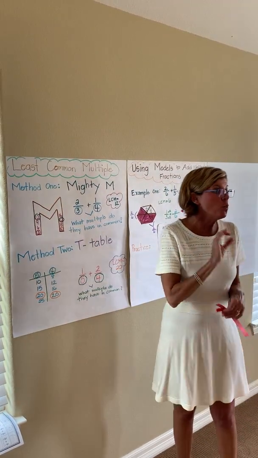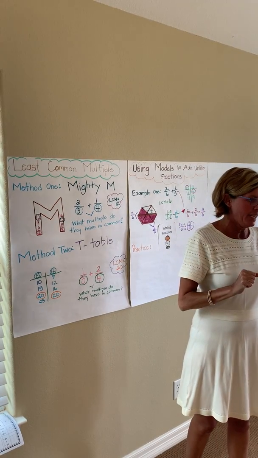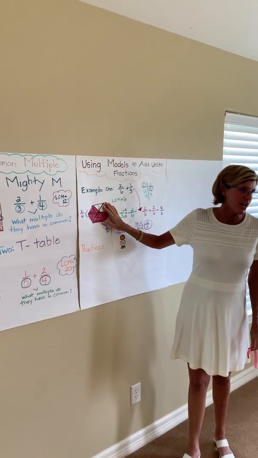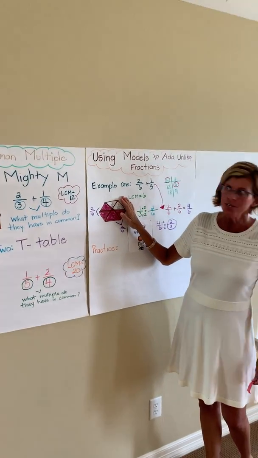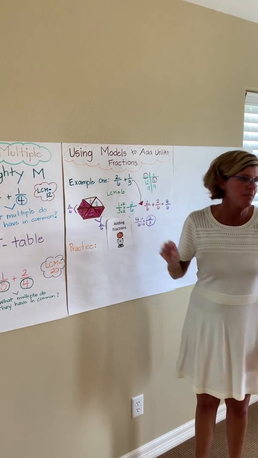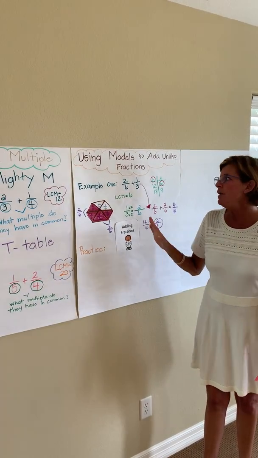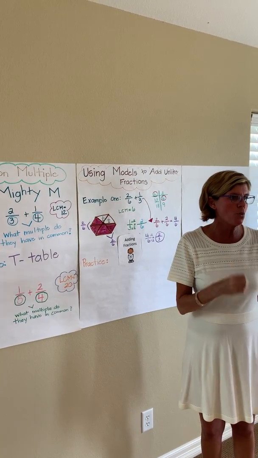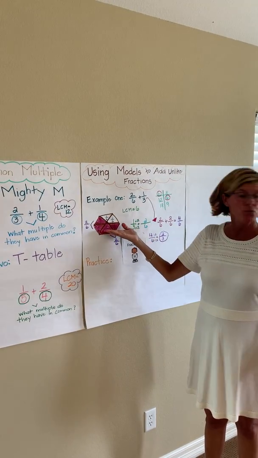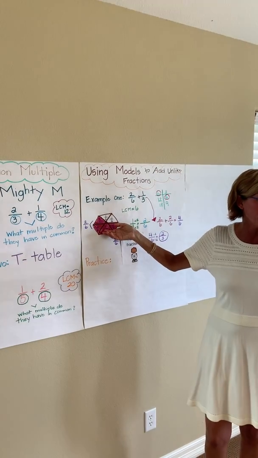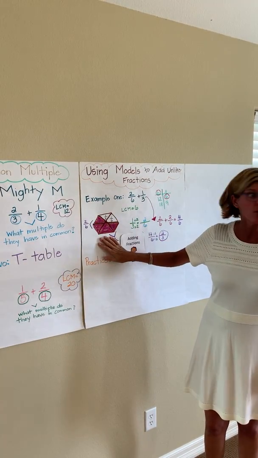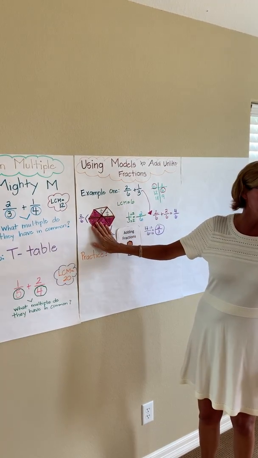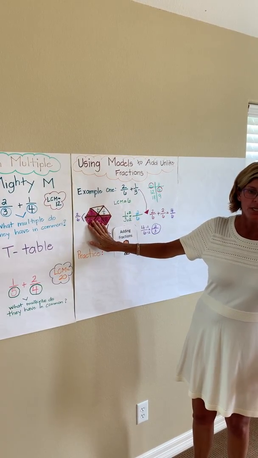So we're gonna take this one step further today, and we are going to be talking about adding unlike fractions, meaning they have a different denominator, and we're going to be using something called a model. So we've reviewed this before, but this is just one more way that you can use to solve adding unlike fractions that is more concrete. In other words, you can physically count the number of spaces that you color to help you get the answer.